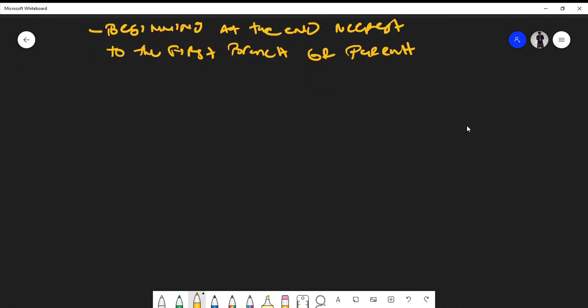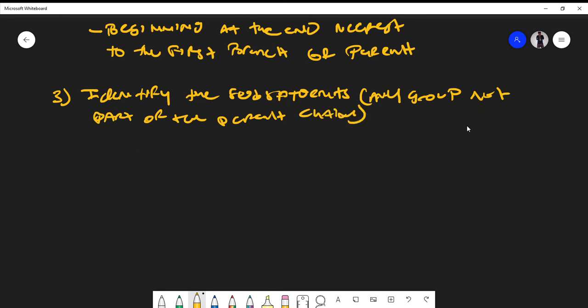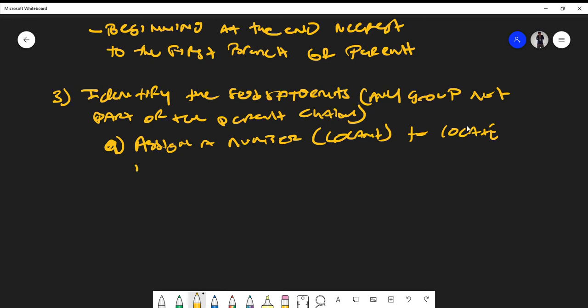Now, the third thing we want to do is identify the substituents. The substituents are, again, any part or any group not part of the parent chain. Under the substituents, we have to be specific. We're going to assign a number, or in other words, a locant, to locate its point of attachment.